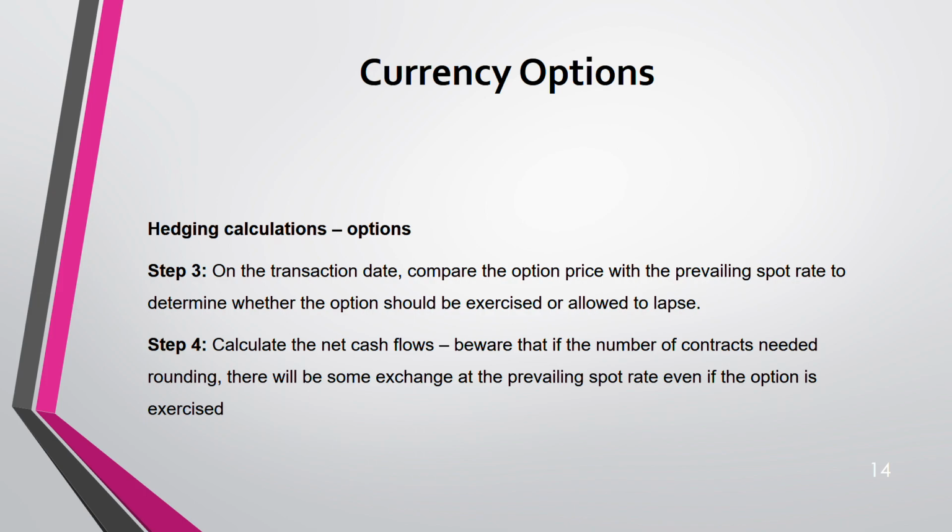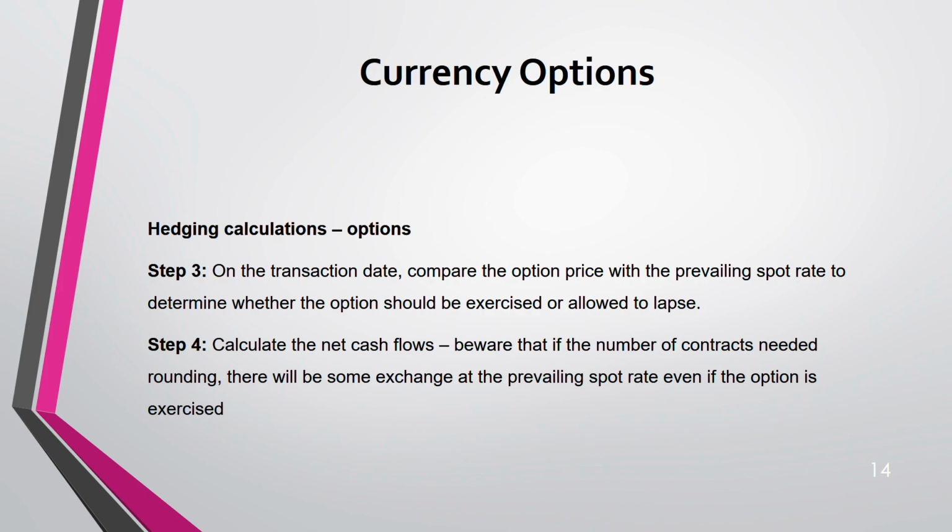Remember, be aware. Sometimes the number of contracts might not come out exact, and you have to round. So if the number of contracts needs rounding, let's say you have 41.6 and you say 41 contracts, you are using fewer contracts, right? The balance needs to be hedged somewhere else.